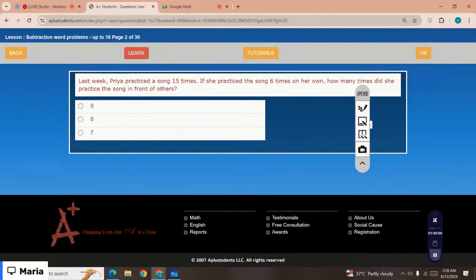Yes, 15 take away 6 is 9. So, the correct option is 9. Option number 1 is the correct option.